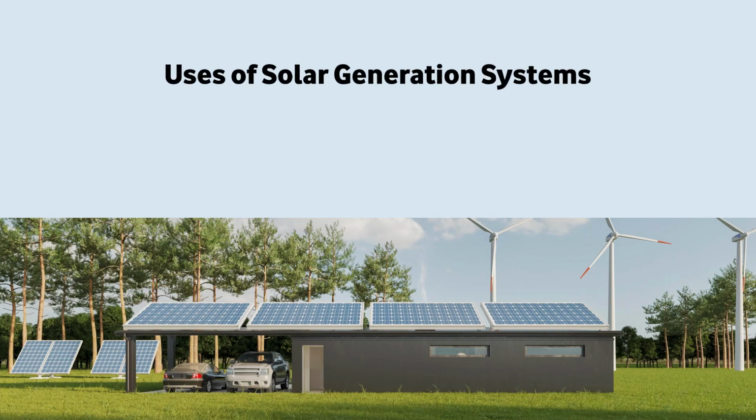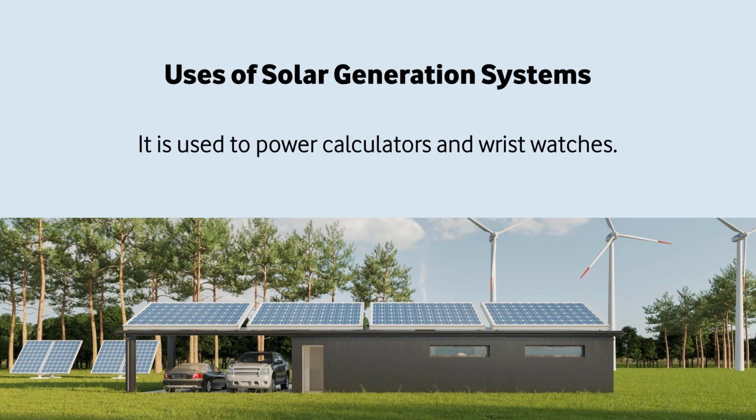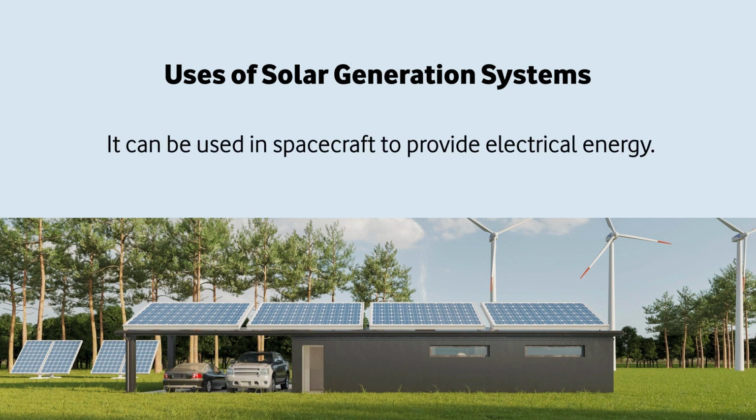Now we will see uses of the solar generation system. First, it may be used to charge batteries. It can be used in light meters. It is also used in power calculators and wristwatches. It can be used in spacecraft to provide electrical energy.